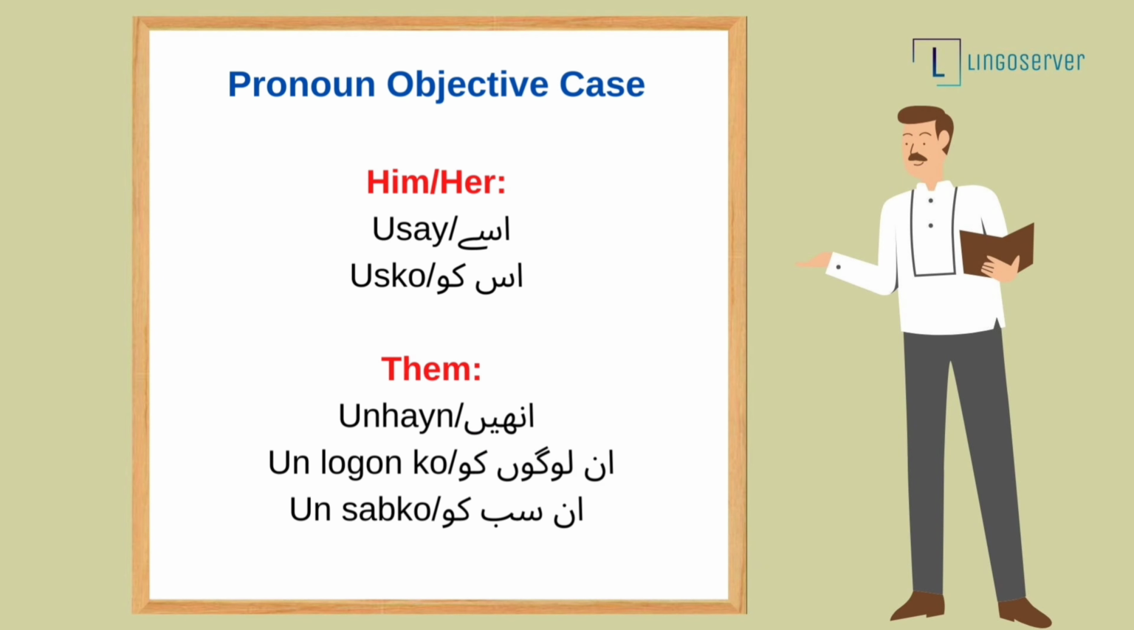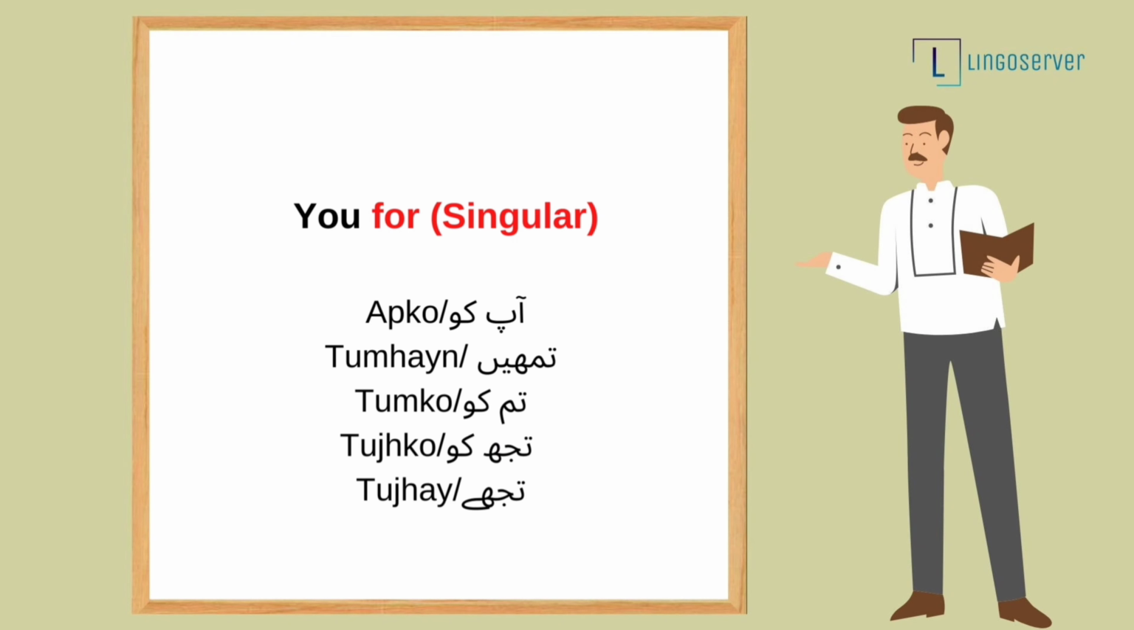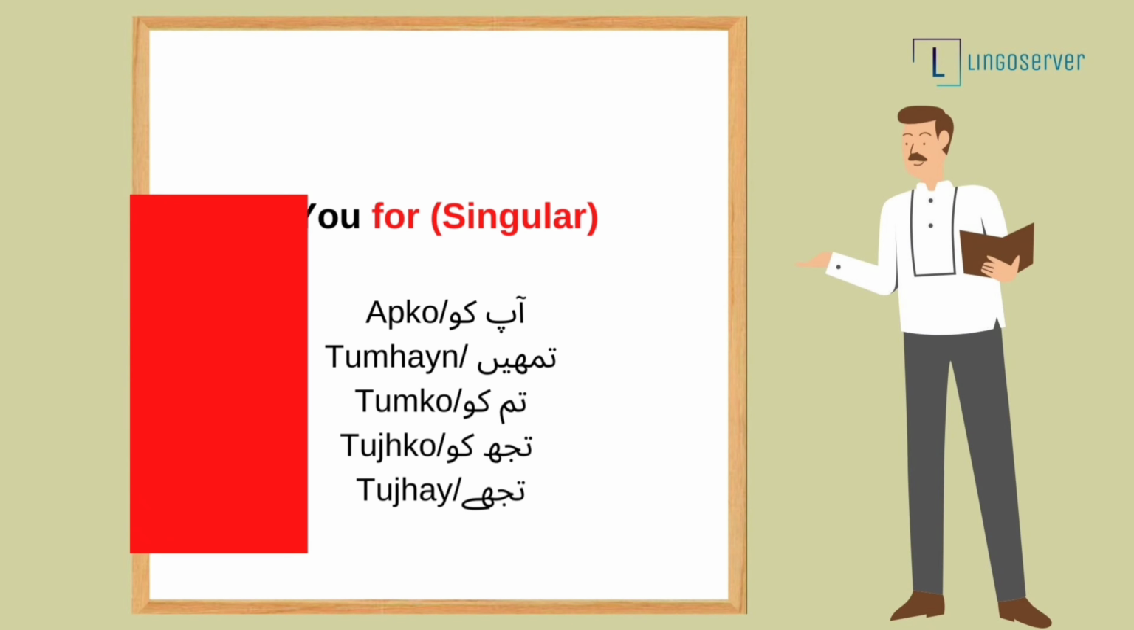Pronoun objective case. उसे, उसको: him or her. उन्हें, उन लोगों को, उन सबको: them. आपको, तुम्हें, तुमको, तुझे, तुझको: these are used in the meaning of you for singular.